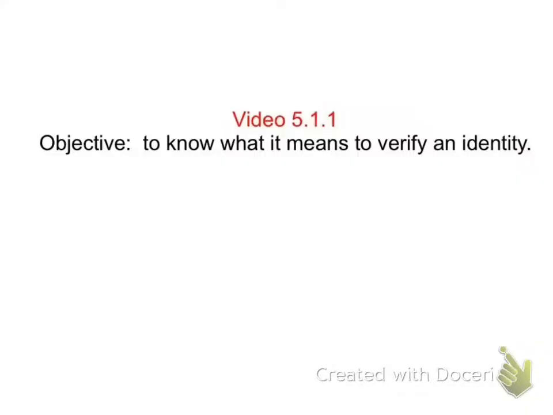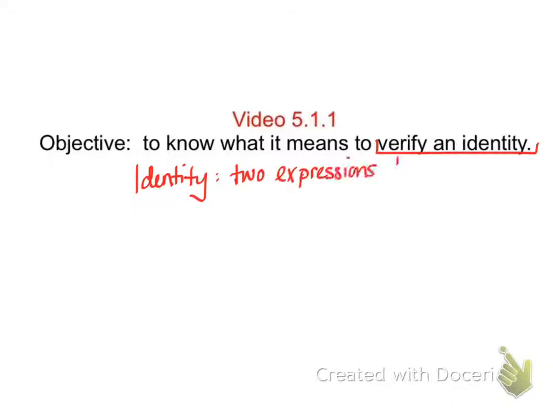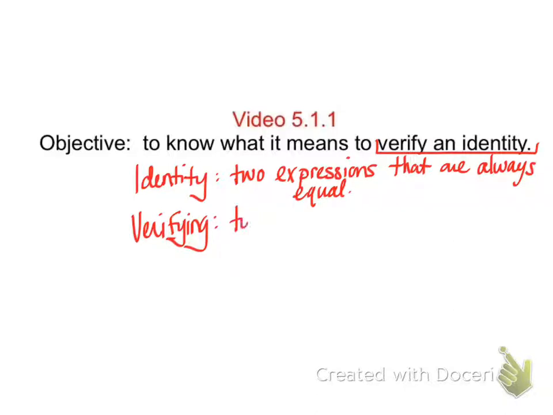This is video 511, and the goal of this video is to know what it means to verify an identity. So first, what is verifying an identity? An identity, first of all, is when two expressions are equal, and in our case it's all these trigonometric expressions with sine, cosine, and tangent, and so on. And we're trying to show that two expressions are equal because that's what verifying means. Verifying means to show two expressions are equal.